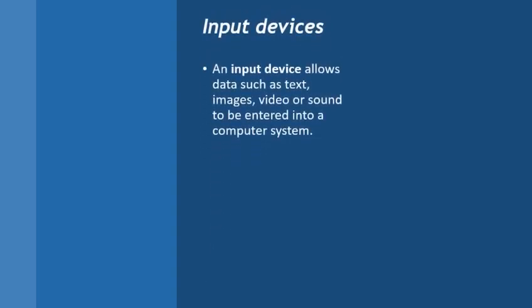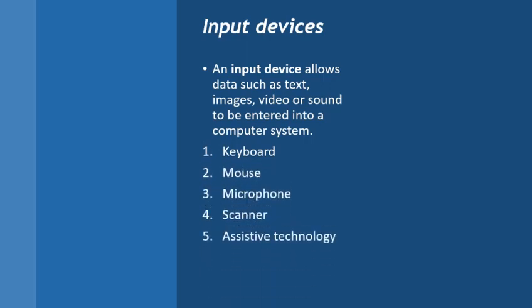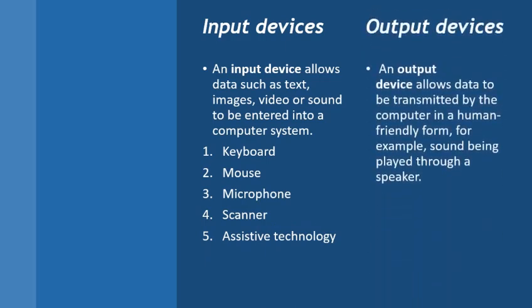So to conclude, an input device allows data to be entered into a computer system. Some examples of input devices are keyboard, mouse, microphone, scanner, and assistive technology. Output devices, on the other hand, allow data to be transmitted by the computer to the user. Examples of output devices are monitor, printer, speaker, and projector.